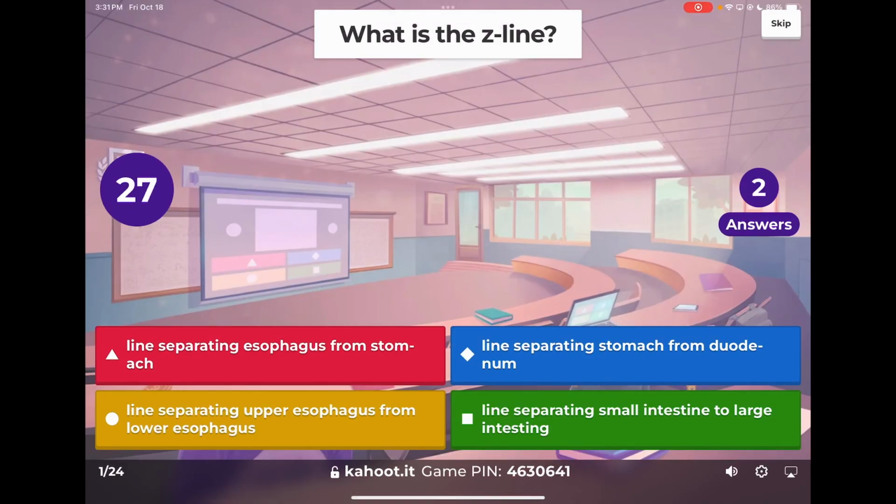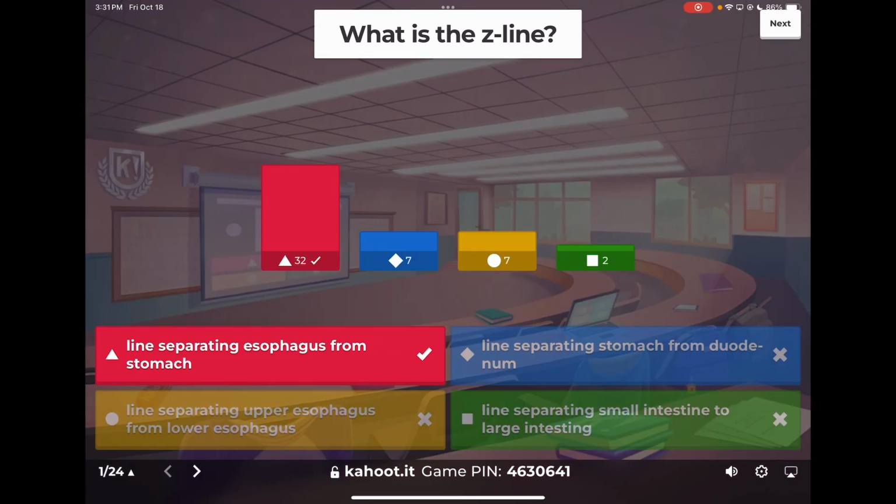There it is. Okay. What's the Z line? Remember, this is the transitory line between the cell types, between the GI lining cells and the esophageal lining cells. They're separate. That line is that Z line.